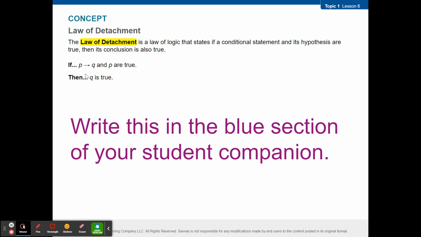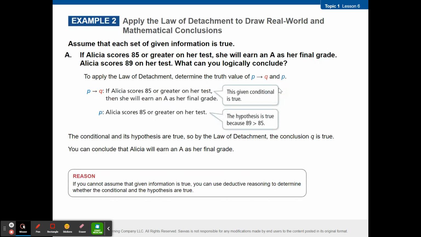Alrighty. Anybody still writing this down? All right, so let's look at an example. We're going to apply that law of detachment to draw real world and mathematical conclusions. It says assume that each set of given information is true. If Alyssa scores 85 or greater on her test, she will earn an A as her final grade. Alyssa scores an 89 on her test. What can you logically conclude?